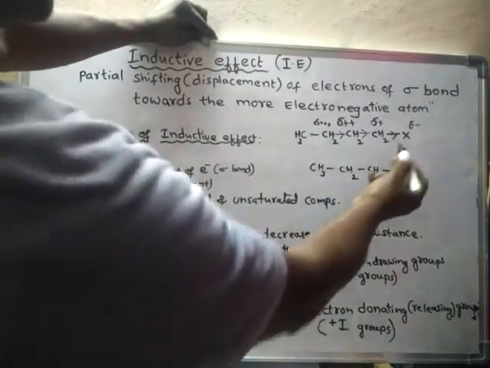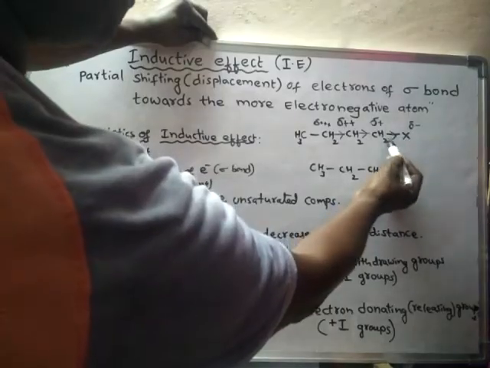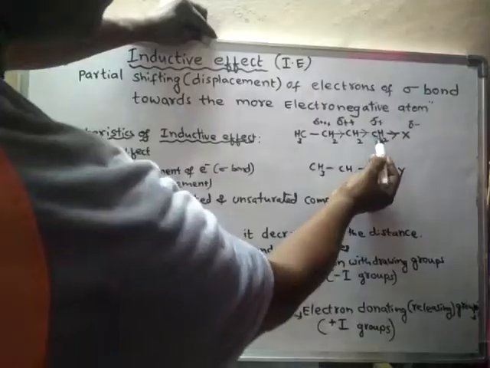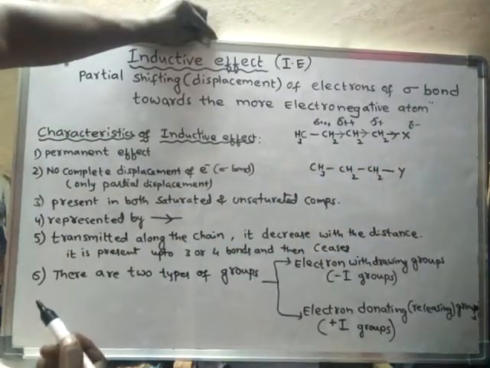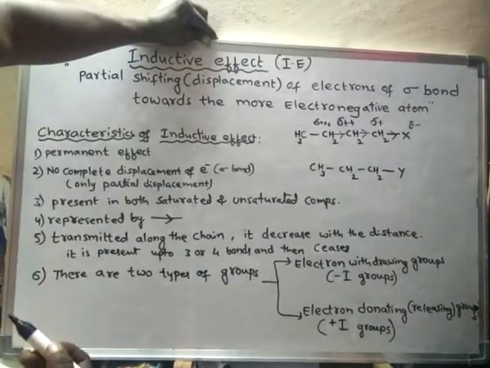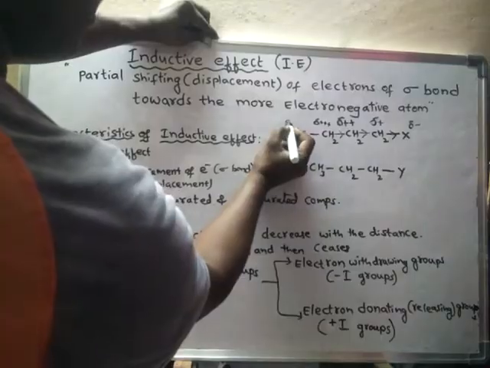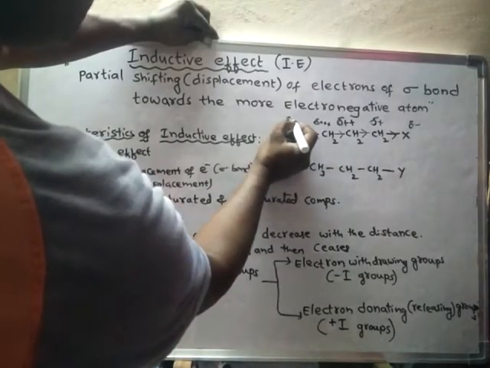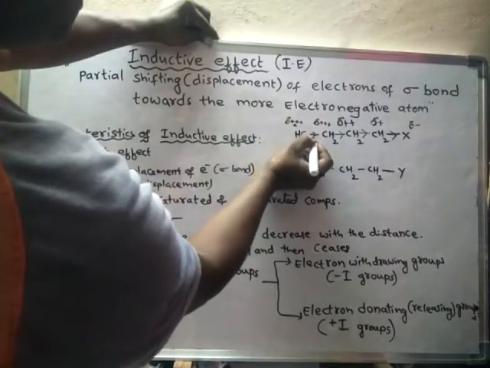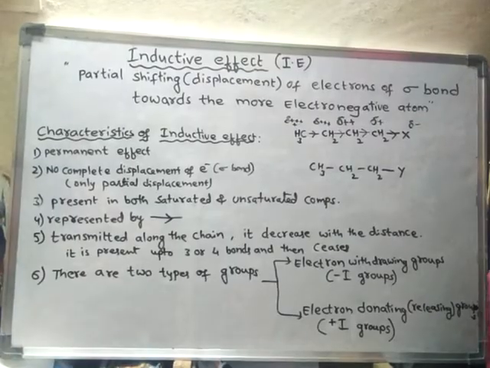Okay, so like this in the chain, as we move from this center, this is the main center, and as we move away from the center, what happens? The charge keeps on decreasing. So when the charge keeps on decreasing, the inductive effect will decrease. So after reaching the fourth bond, what happens? After reaching the fourth bond, the inductive effect will cease. That means it will stop.